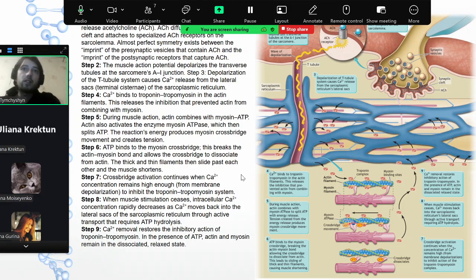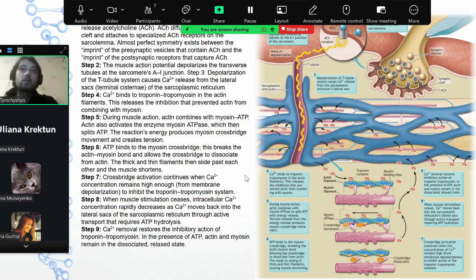ATP binds to the myosin cross-bridge. This breaks the actin-myosin bond and allows the cross-bridge to dissociate from actin. I will show you a picture of that cycle, how that dissociates. And the cross-bridge activation continues when calcium concentration remains high enough. So if we have calcium inside the cell, the process will go and go and go.